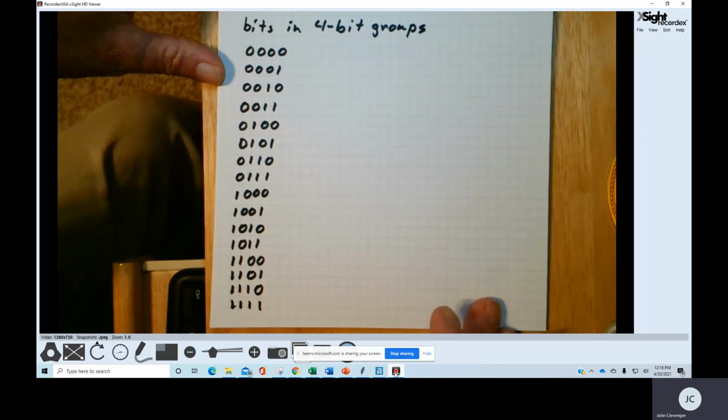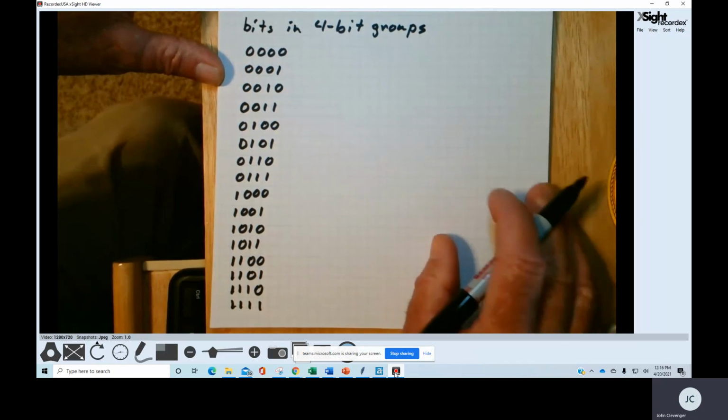By grouping these bits together in 4-bit groups, you'll note that we have 16 possible combinations of zeros and ones.